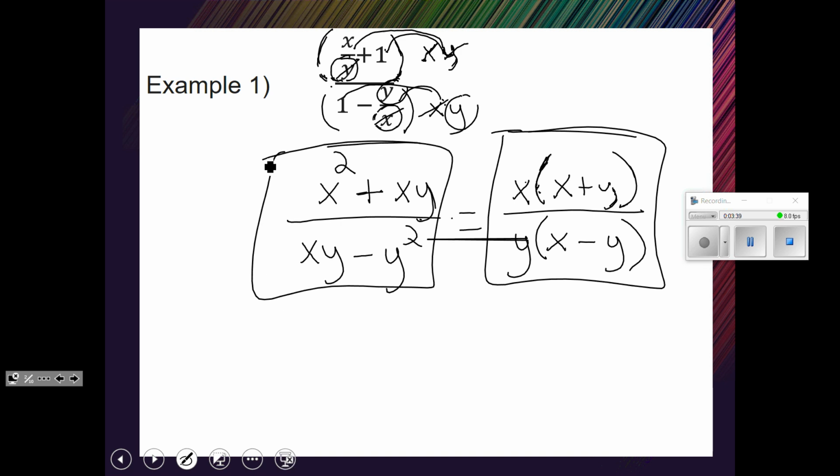Now what if something could cancel? Then you have to leave it in simplest form. Okay, if something can cancel, you've got to leave it in simplest form.